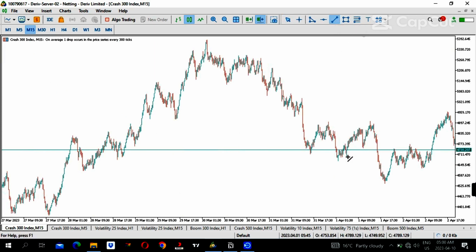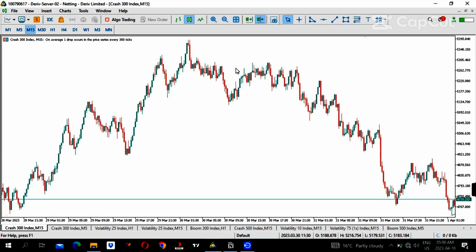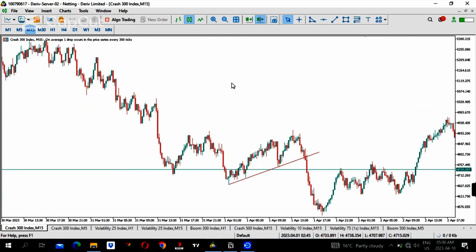So over here I can see this point. Let me zoom in. You connect these points, one, two. And when there's the third touch, it pulls back over here. Candlestick confirmation right here on the engulfing green candle.